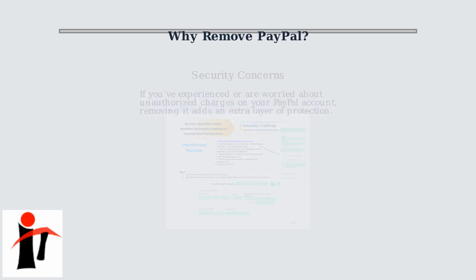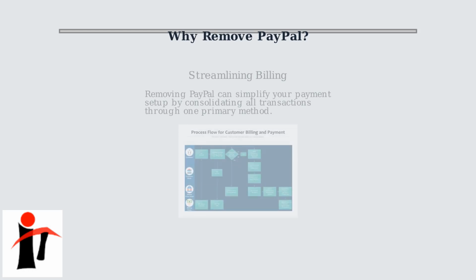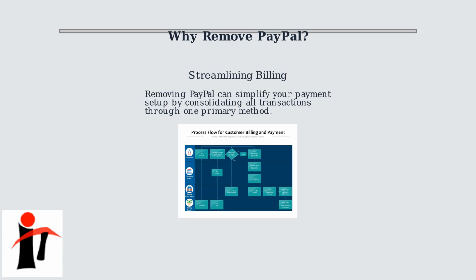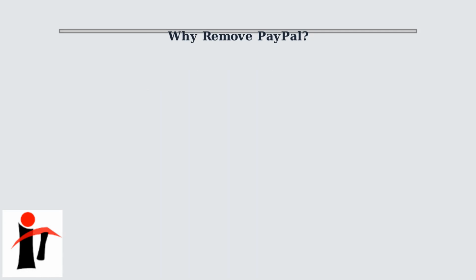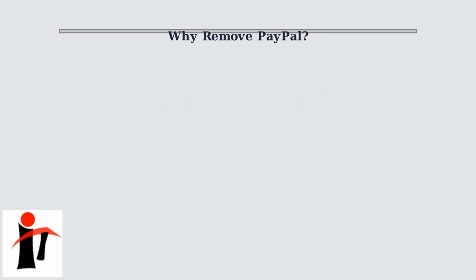If you've had issues with unauthorized transactions or data breaches involving PayPal, removing it from Ads Manager prevents potential misuse of your ad budget. Streamlining your billing process is a practical reason. Managing multiple payment methods can be confusing, so removing PayPal allows you to centralize your ad payments and track them more easily. Privacy preferences also drive this decision. By removing PayPal, you limit the amount of data shared between Meta and PayPal, which can be important for users concerned about how their financial information is handled.